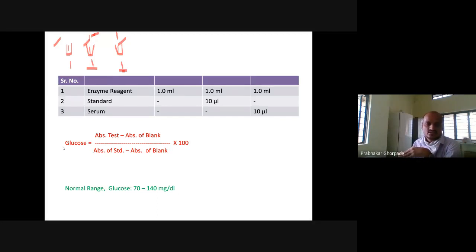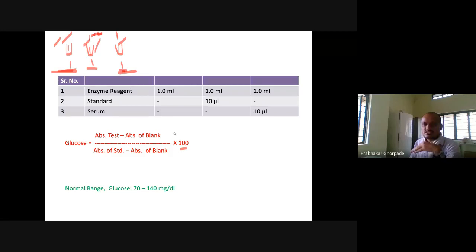So the glucose calculation is: the amount of glucose is equal to the optical density of test, minus the optical density of blank, divided by the optical density of standard minus the optical density of the blank, multiplied by 100. Why are we taking 100? Because 100 milligram per deciliter is the standard concentration of the glucose. 100 is the concentration of the glucose.